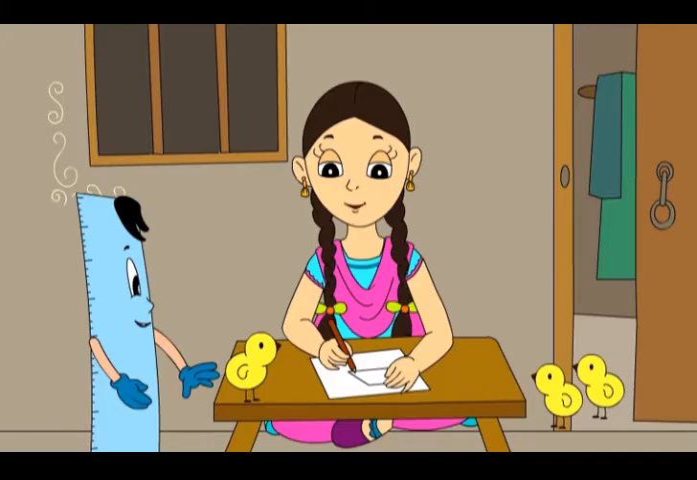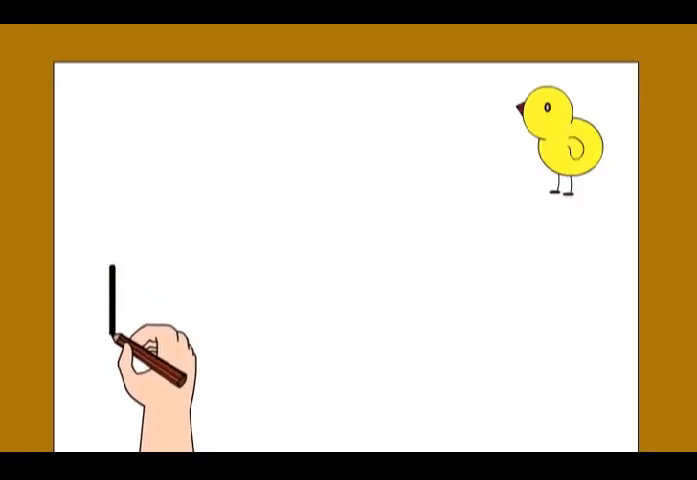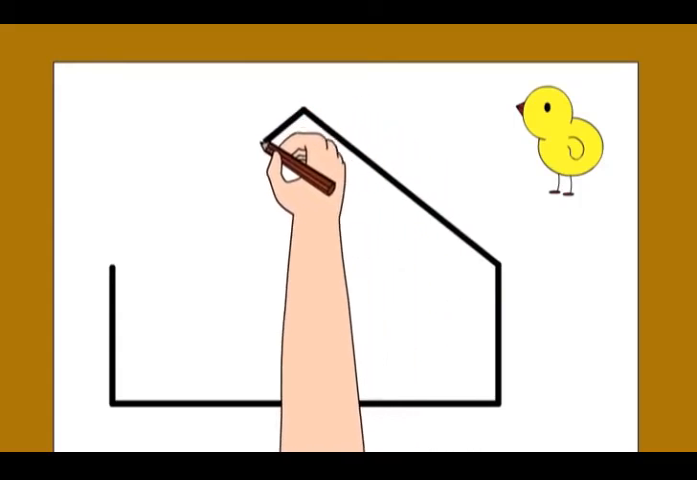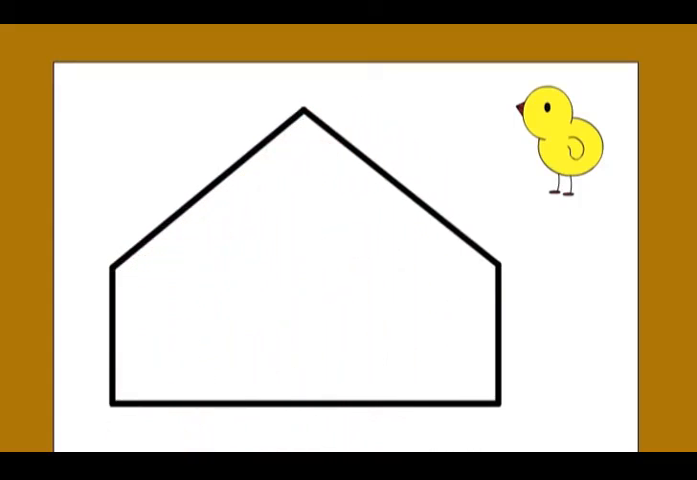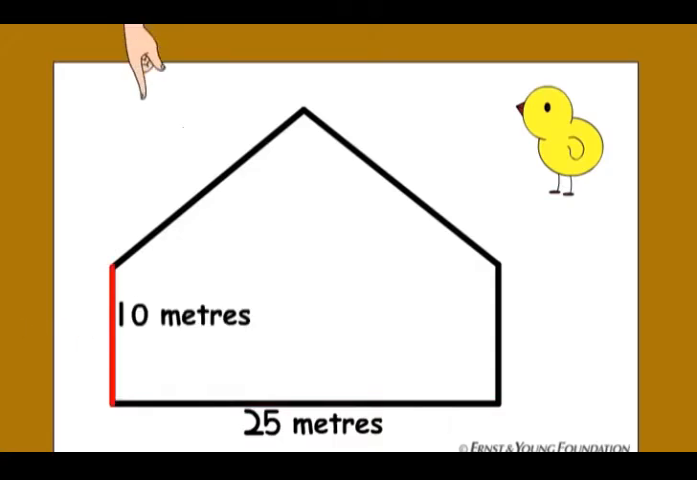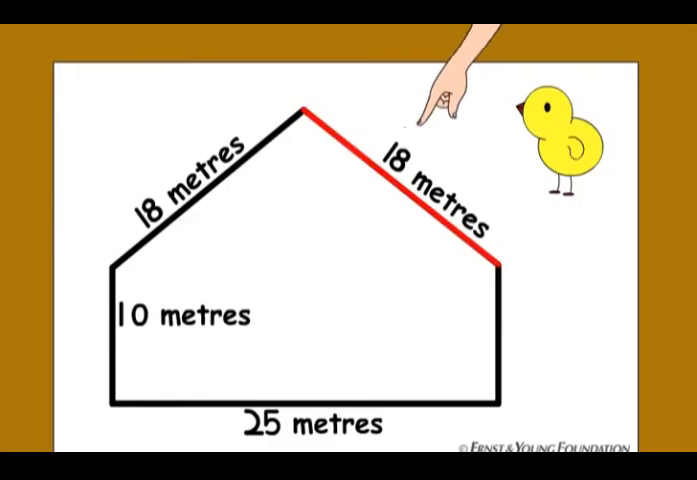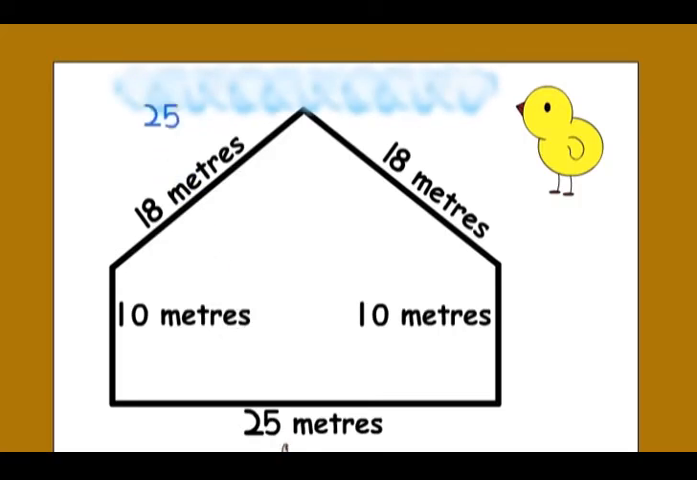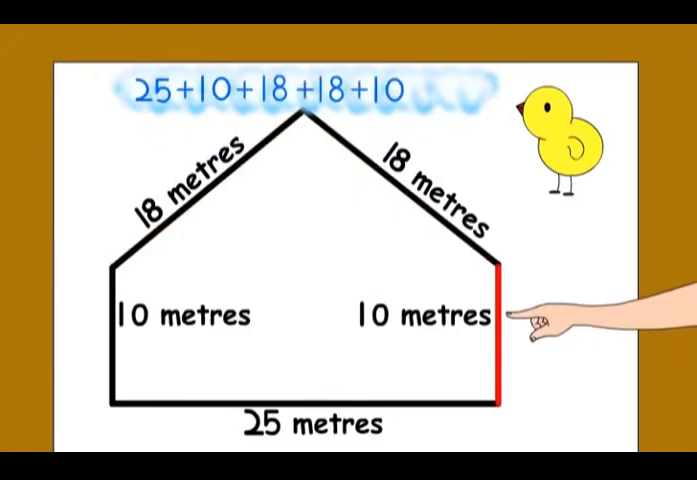It is very close to Papa's field. Ramu uncle's field is like this. This is 25 meters. This is 10 meters. This is 18 meters. And this is also 18 meters. And this side is 10 meters again. So the length of his boundary is 25 plus 10 plus 18 plus 18 plus 10, which is 81 meters. So the boundary of Ramu uncle's field is 81 meters long.